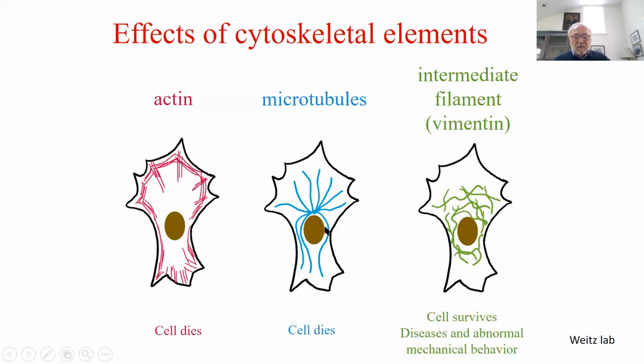And finally, I'll take a slide from David Weitz's lab, which shows you the effects of cytoskeletal disruption. It's great. He's a physicist, and he tends to do things in a very straightforward way. Basically, what he says is when you mess with actin, the cell usually dies. When you do something to microtubules, really without them, the cell dies. But with intermediate filaments, you can still live, but you really have aberrant mechanical behavior and a large number of diseases. So with that, I'll end.